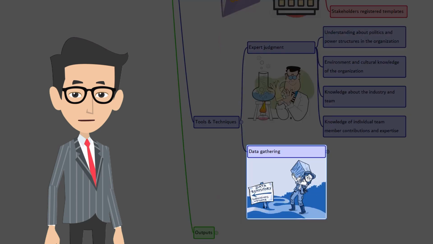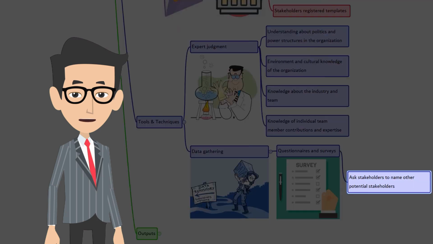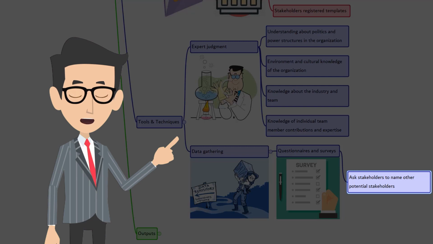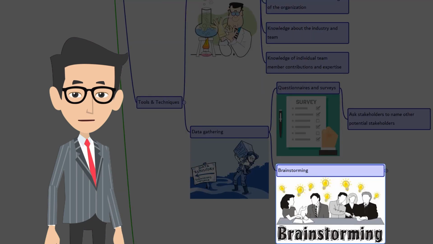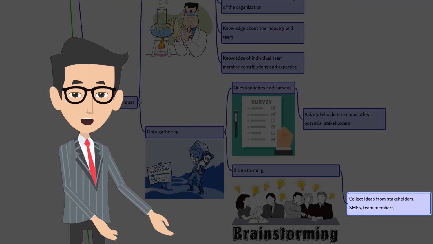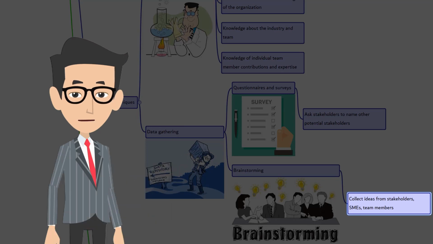Data gathering. Here, questionnaires and surveys and brainstorming are the 2 data gathering techniques that are used. First, questionnaires and surveys. Stakeholders, team members, and subject matter experts may be asked to name other potential stakeholders. They can also provide input on managing those stakeholders. Second, brainstorming. To identify stakeholders, brainstorming can be used to generate ideas from the team members, subject matter experts, and stakeholders.